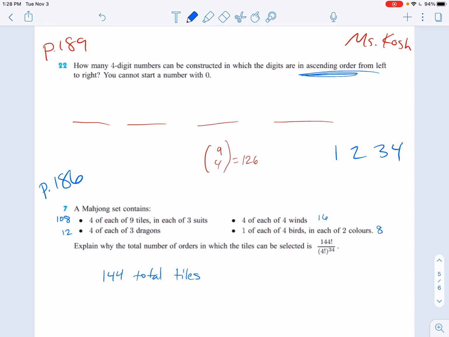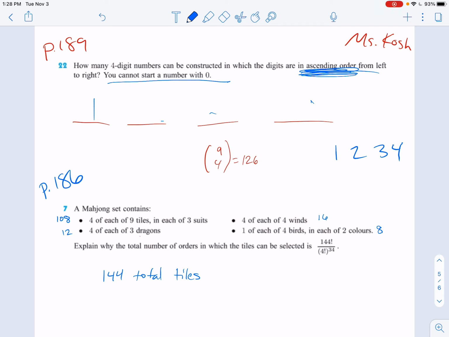So it's not that the order doesn't matter, it's that by telling us they have to be in ascending order, once you pick those four numbers, you have one particular way that you can arrange them, and that's it. It says you cannot start with the number 0, and since the first digit can't be 0, the smallest it can be is 1. Everything else has to get bigger than that, which tells you that you can never use 0.